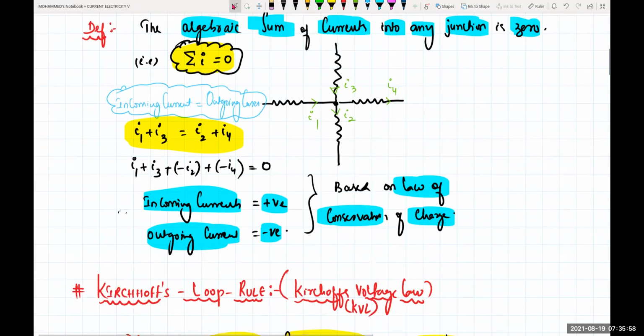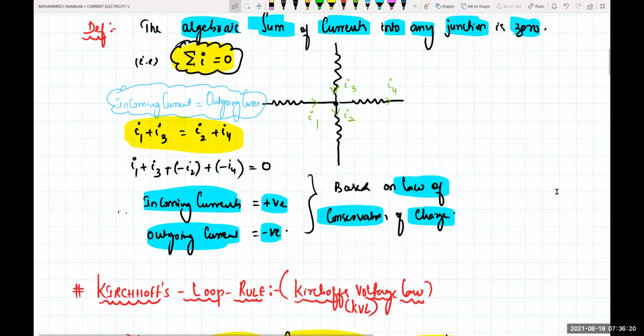Kirchhoff's first law is what, beta? The algebraic sum of all the currents into any junction is always taken as 0. So summation of I will be equal to 0. So incoming current will be equal to outgoing current. That is, incoming currents are here I1 plus I3 and outgoing currents are I2 plus I4. So I1 plus I3 minus of I2 minus of I4 will be 0. Incoming current we take positive, outgoing current we take as negative.